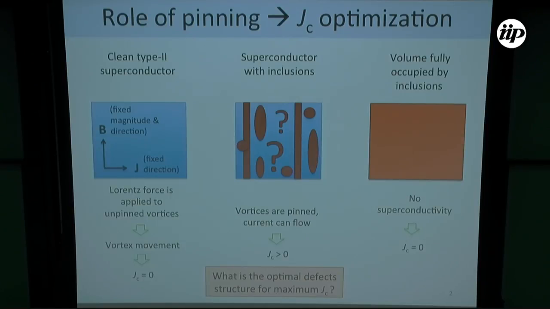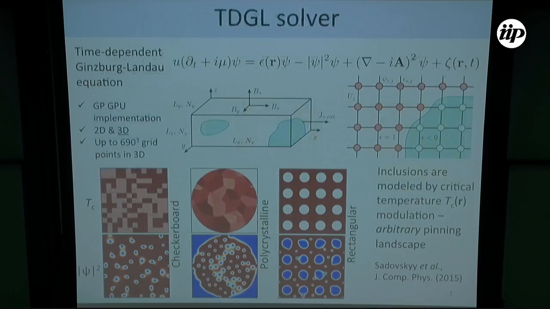It can contain, for example, columnar defects, spherical defects, elliptical defects, or these question marks, whatever. So basically, our numerical approach is for finding this optimal landscape in this particular problem.